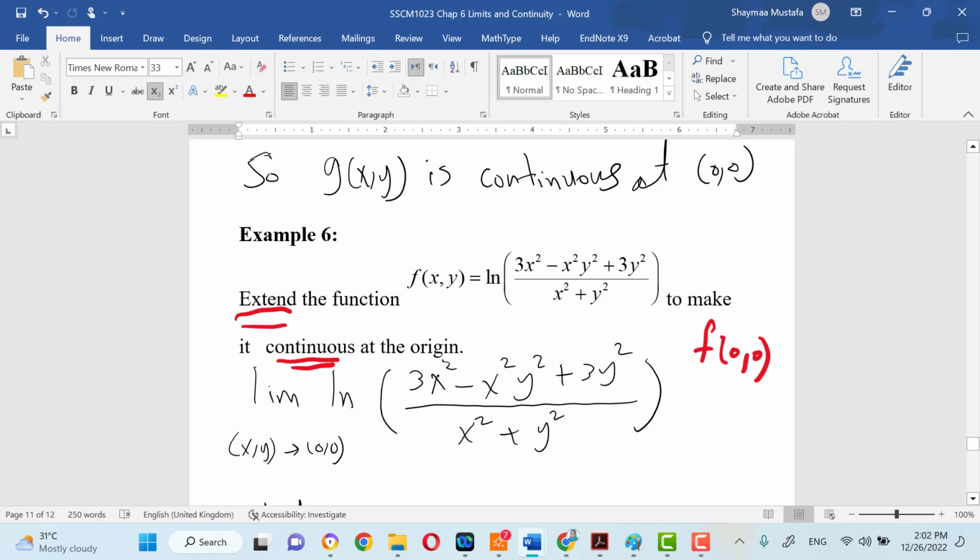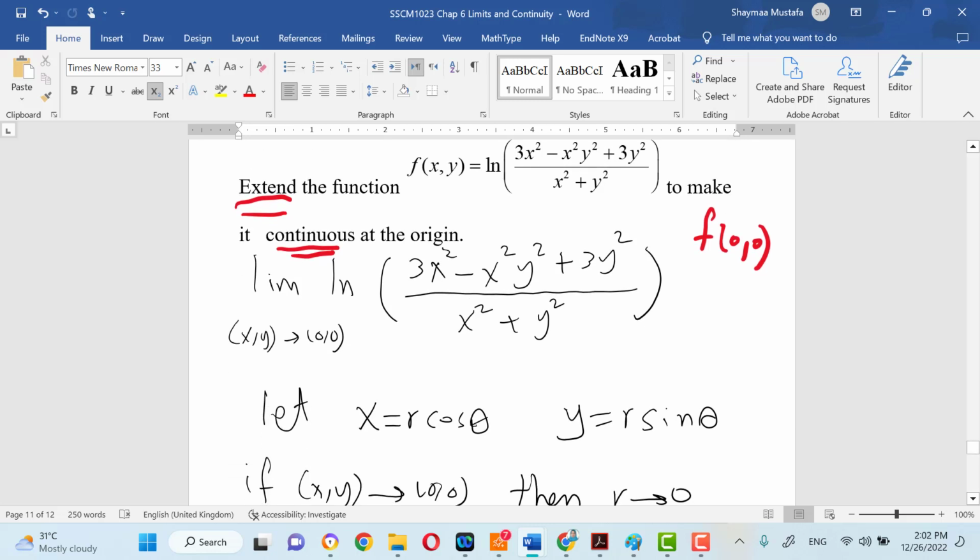So first we will find the limit. We have to find the limit at the origin, as (x, y) goes to (0, 0), of ln((3x² − x²y² + 3y²)/(x² + y²)). Here direct substitution gives you 0 over 0. So now we need to go for another way to find the limit.